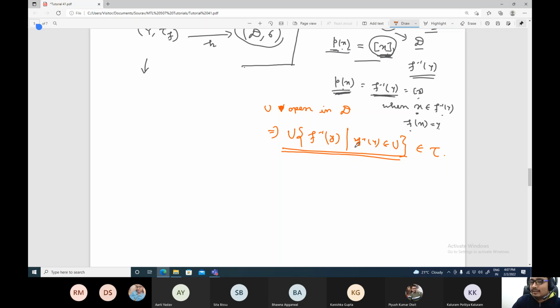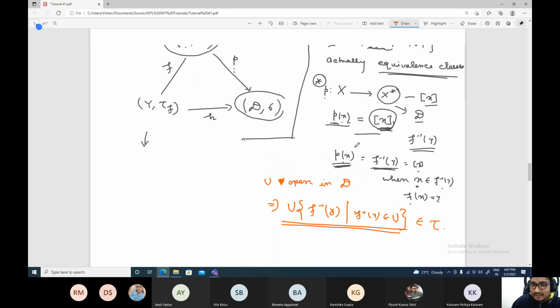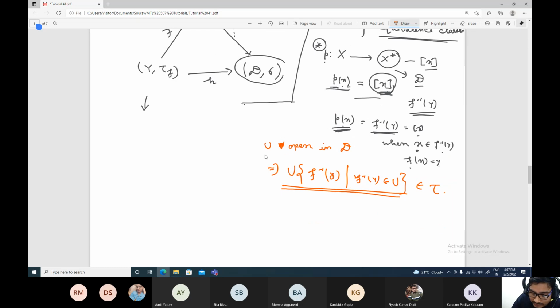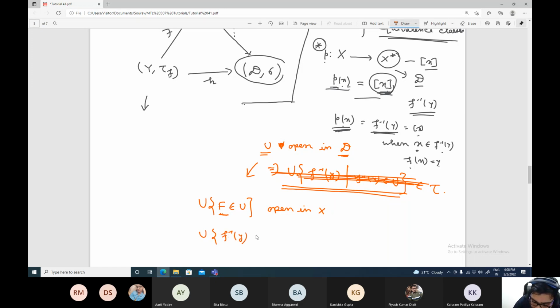See, too many notations are here. Okay, so I am now using this. U open in D, what does it imply? Let's forget about this. U open in D implies the union of F's, where F belongs to U, is open in X, right? Open in X, this is by definition. But what are the F's? F is an equivalence class. This F is actually F inverse of Y, where F inverse of Y belongs to U. So this is actually your F, right?